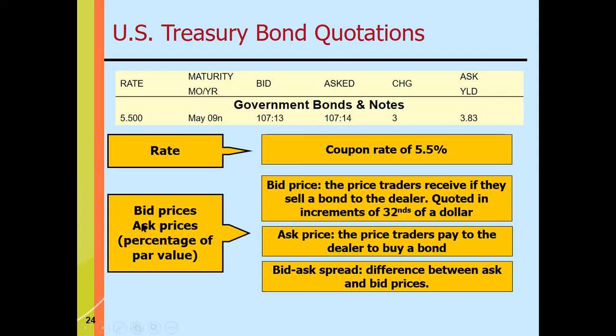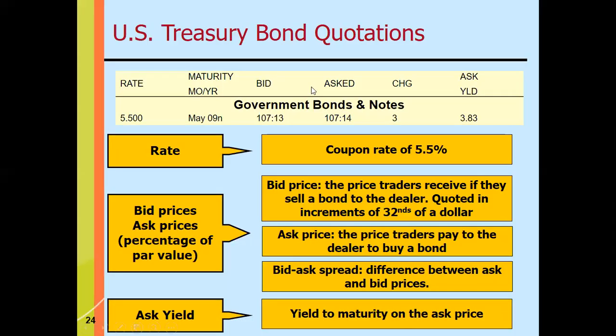Also, the prices are actually stated or expressed as percentages of the par value. If you notice here, the bid price is 107:13 and the ask price is 107:14. We have to divide these by a certain amount. We just divide the bid and ask price by 100 to get the corresponding percentages, so that's going to be 1.07 and 1.07 respectively, while 13 and 14 have to be divided first by 32 to get the respective percentages.